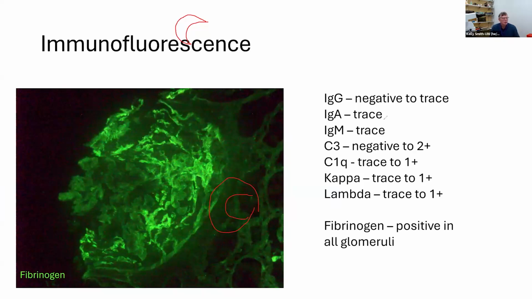IgG was negative to trace, IgA trace, IgM trace, C3 negative to 2+, C1q trace to 1+, kappa and lambda trace to 1+. So there's very, very modest immune complex deposition. Maybe a little bit more C3 than anything else, and fibrinogen was the major finding here.